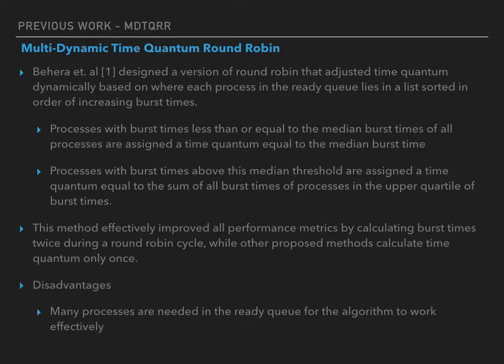They found that this method improves all performance metrics by calculating the time quantum twice, and other proposed methods calculate time quantum only once, and they found this to be a great improvement on regular round robin. We found the disadvantages to be that many processes are needed in the ready queue for the algorithm to work effectively.